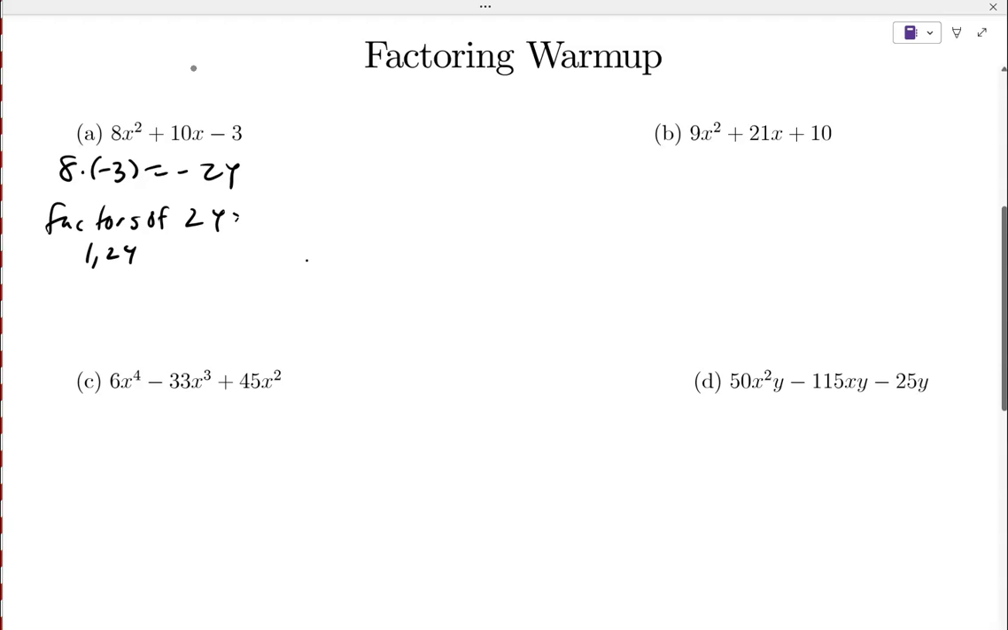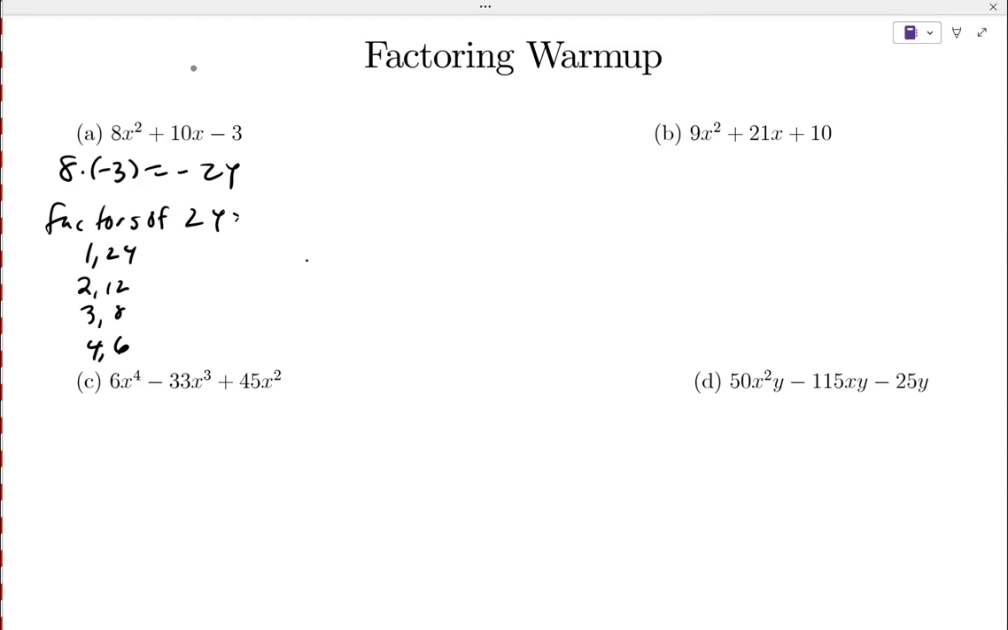1 and 24, 2 and 12, 3 and 8, and one more set, 4 and 6. Okay. Remember again, use your calculators if you need to. Start dividing, right? Does 2 go into it? Does 3 go into it? Does 4 go into it? And so on up the line until you get them all paired up. 1, 2, 3, and 4 go into 24. 5 doesn't, and we've already paired the 6 with the 4, so we're done with that.